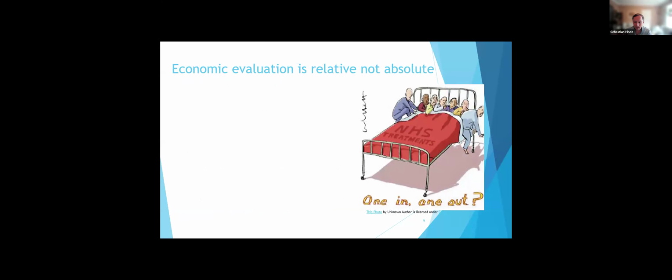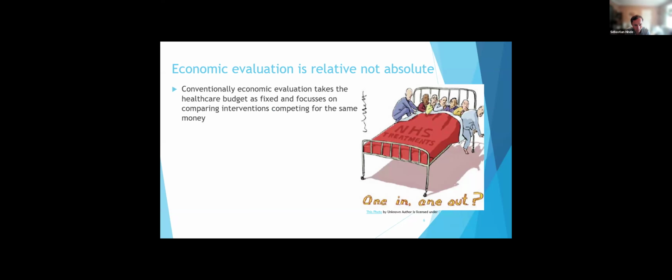But actually, fundamental to how economic evaluation works, certainly in the UK, is the idea of making relative comparisons, not absolute, so that we're not talking about an individual's health is worth so many pounds or their life is worth that amount of pounds. It's comparing two different realizations of the world, often two different cancer treatments or something, or an intervention and no intervention. So conventionally, health economics or economic evaluation takes the healthcare budget as fixed and focuses on comparing the interventions competing for the same pool of money.